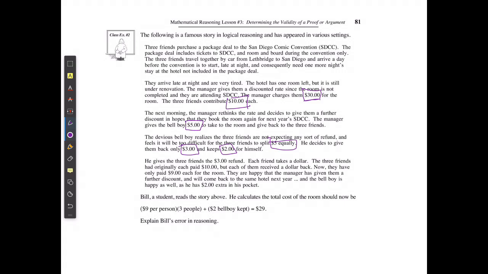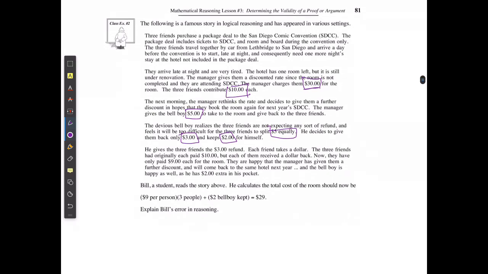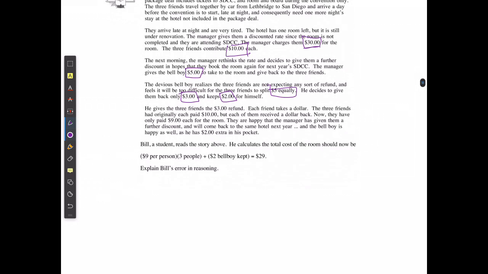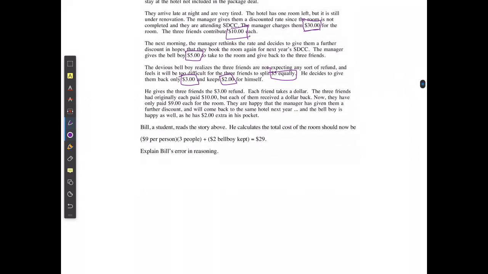Each friend takes $1. The three friends had originally paid $10, but each of them received $1 back. Now they have only paid $9 each for the room. They are happy the manager has given them a further discount and will come back to the same hotel next year. And the bellboy is happy as well, as he has $2 extra in his pocket. Bill, a student, reads the above story and he calculates the total cost of the room should now be $9 per person times 3 people plus the extra $2 the bellboy kept, which is going to equal $29.